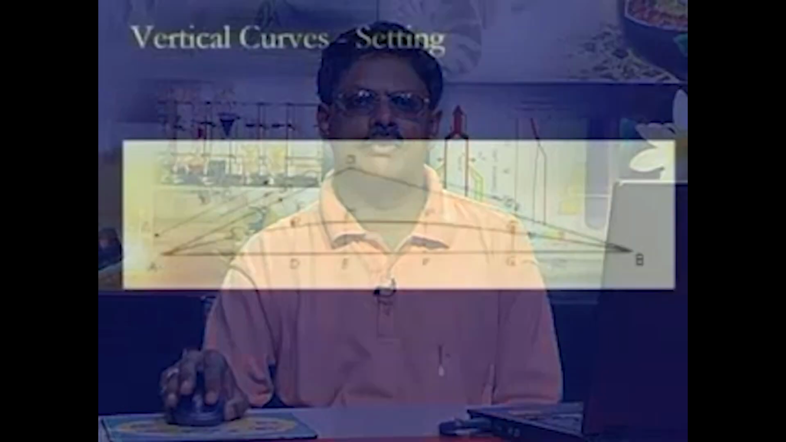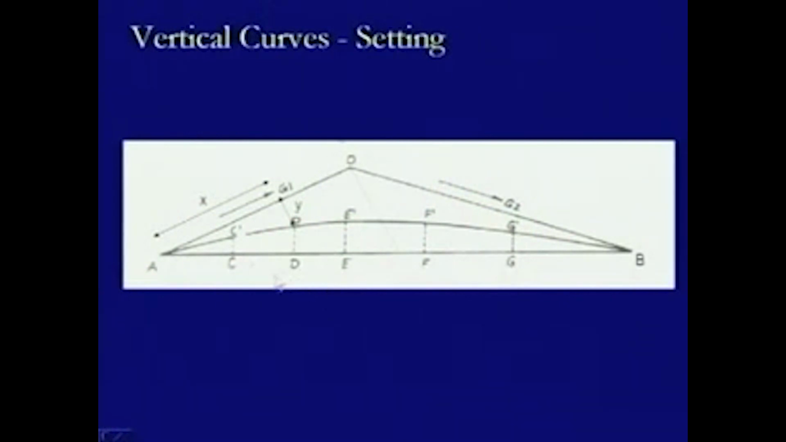This is a diagram which tries to define the same thing. Here this curve is to be drawn. This is tangent 1, this is another tangent on this side, this is up gradient plus g1, this is down gradient minus g2, this is the tangent point 1, this is the tangent point 2, where they have been connected by a chord like this.